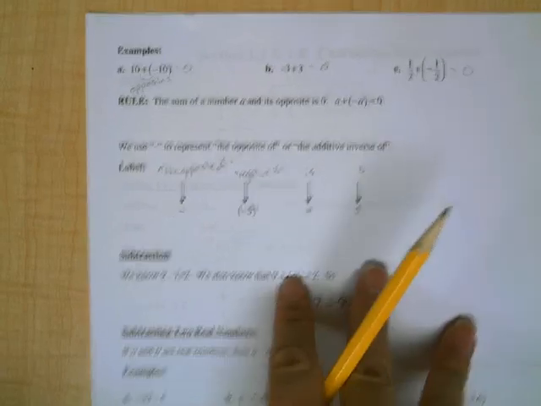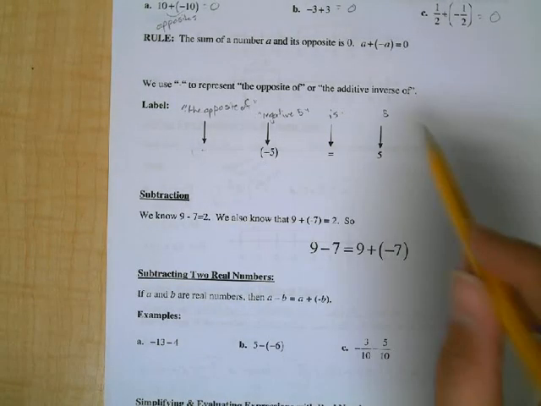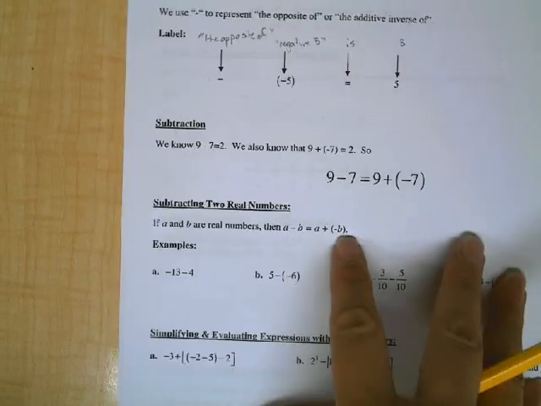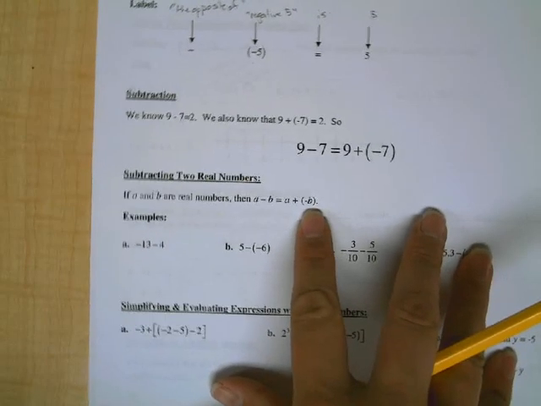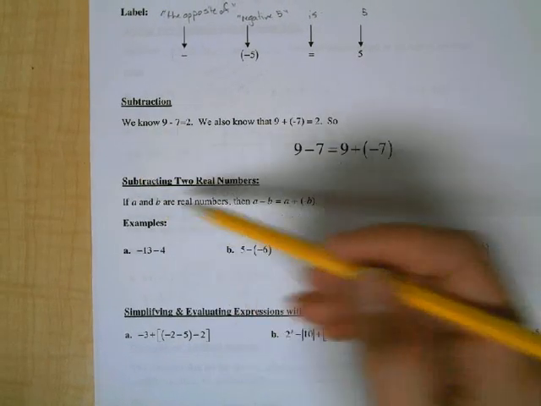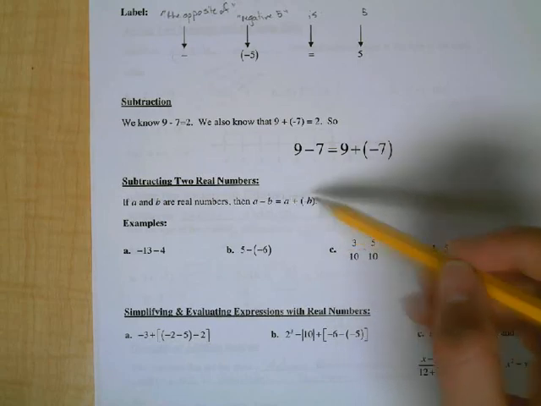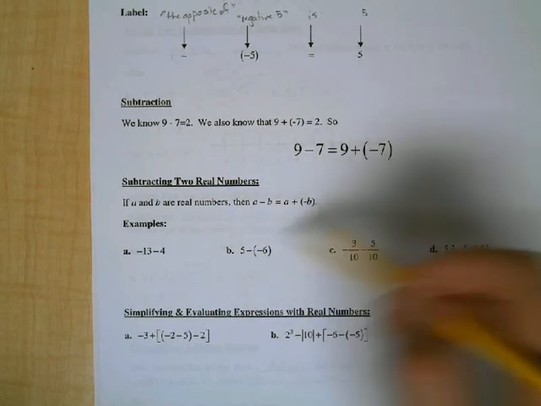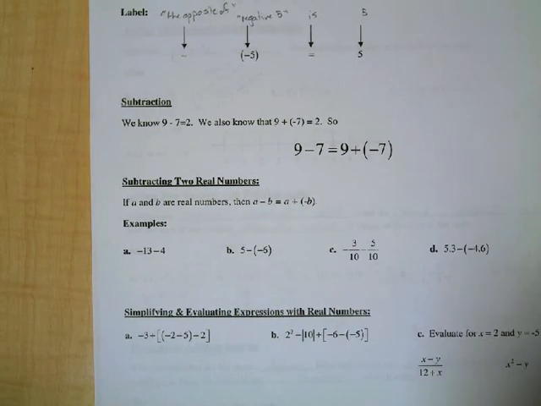Okay, so now back down to here. 9 minus 7 is 2, we know. 9 plus -7 is 2, we know. So you do need to be able to do these. If A and B are real numbers, then A minus B and A plus -B are the same. That is your rule. Not really a difficult rule. We should already be aware of that.